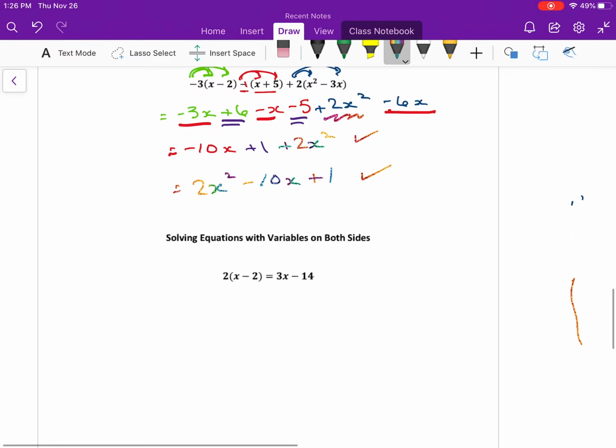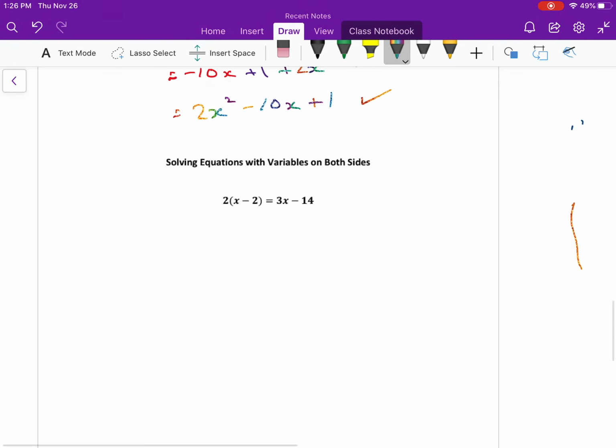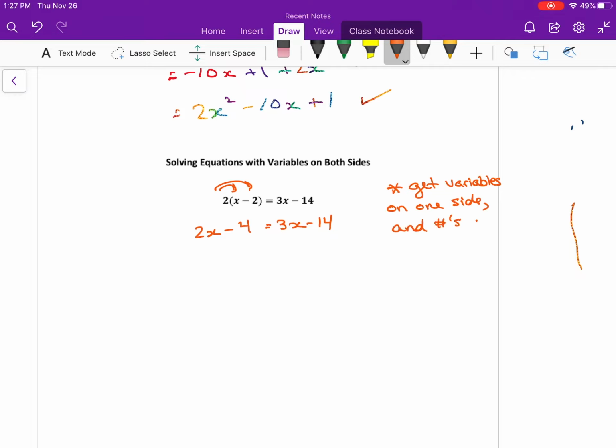Okay, solving equations with variables on both sides. So let's just go over that. So remember, the first step is that you should try to simplify or get rid of any brackets. So we see we have brackets here. We need to use the distributive property for those. So 2 times x is 2x, and 2 times negative 2 is minus 4. And there's nothing else I can simplify. So now the big strategy is to get variables on the one side and all the numbers on the other. It's our main strategy here.